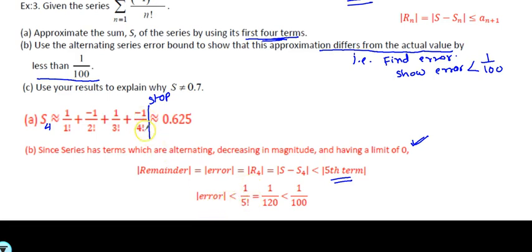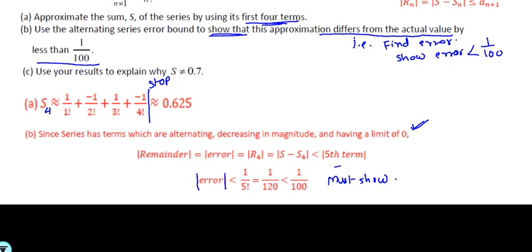The 5th term will be 1/5 factorial. Remember, you don't have to worry about the positive or negative sign. So first, second, third, fourth, the 5th term is 1/5 factorial. 5 factorial is 120, and 1/120 is less than 1/100. You must show this step. You don't have to write the explanation down, I'm just showing you what this error is. The error is the next term, which is less than 1 over 100. You have to show the inequality because it says show that it is less than 1 over 100.